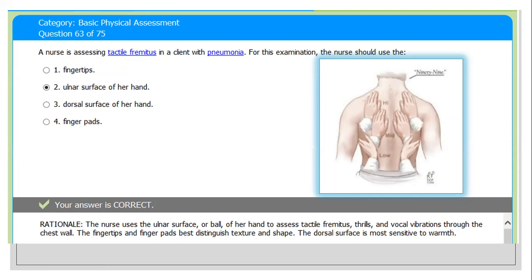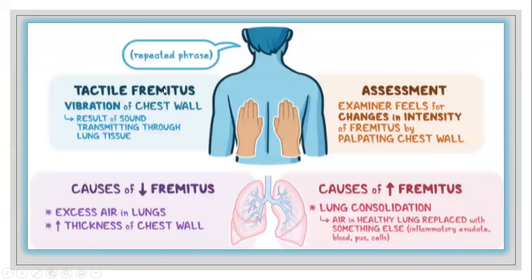Okay. Or thrill, vocal vibration through the chest wall. The fingertip or finger pad is best to distinguish texture and shape. The dorsal surface is the most sensitive for temperature. Here showing tactile fremitus. Tactile fremitus means vibration of the chest wall, a result of sound transmitted through the lung tissues.